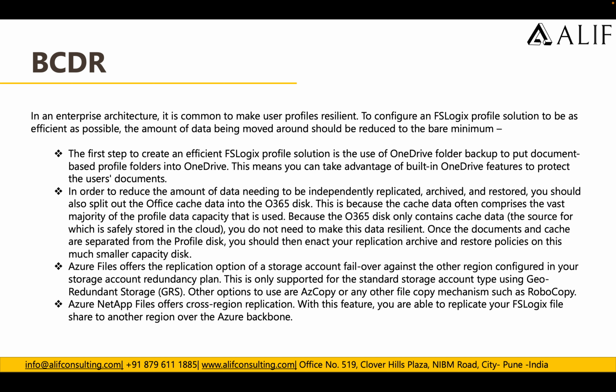So you can basically exclude them, or store them in a separate storage disk, so that it will be separate, right? In case anything goes wrong with that specific disk which is related to O365, it can be restored, right? So again, that is one of the steps which you can take to reduce the amount of data that needs to be replicated across the regions.